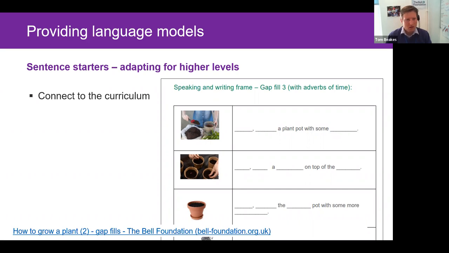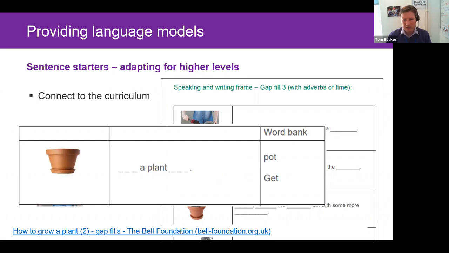And the example I'm showing you here then is designed for lower proficiency learners. So band A and B learners. So here we've got a picture, we have a sentence frame with two gaps, and then we have a word bank with the words that the children can use. Okay, so this is very nicely scaffolded, but again, we probably want to provide more challenge for our higher level students. So how would we adapt this?